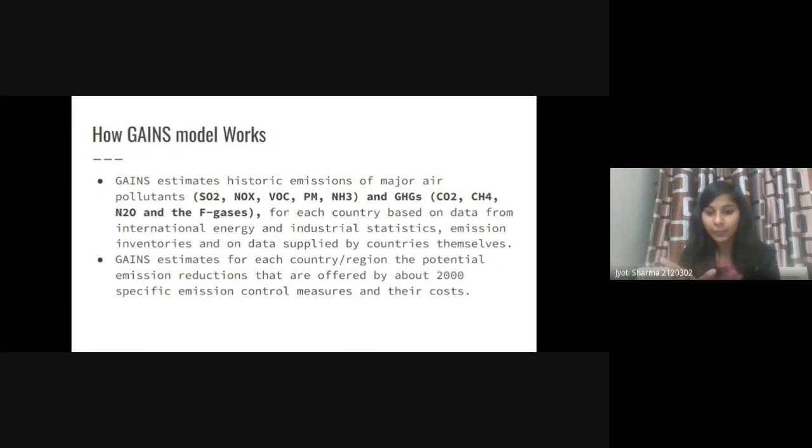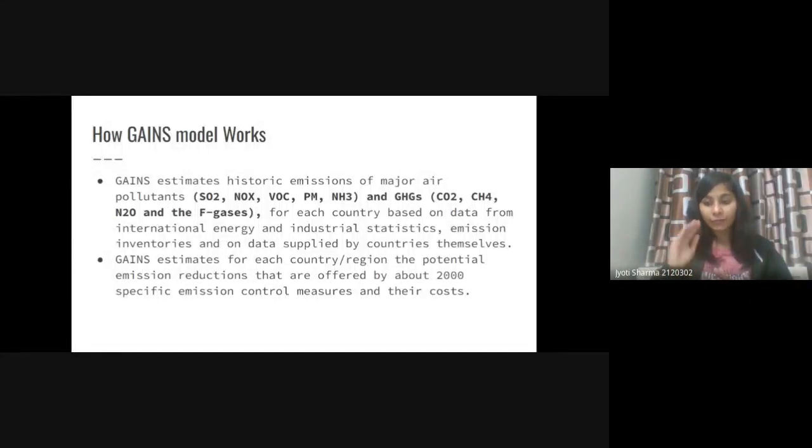For that particular time period, the agency has data collected from different countries, and based on that the model gives you the data on air pollutants and greenhouse gases. Then GAINS estimates for each country and region the potential emission reductions offered by about 2000 specific emission control measures and their cost. You have the historic emissions, so you know how much emission you had from 1980 to 2005.